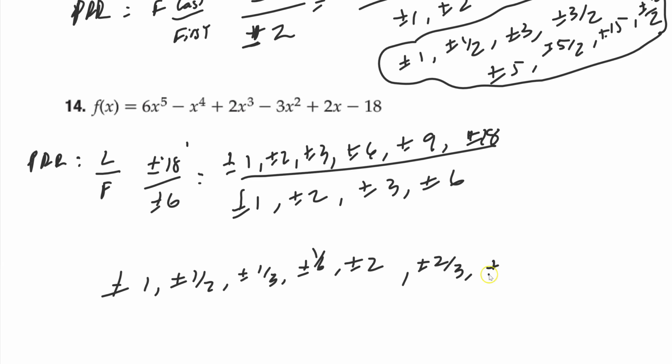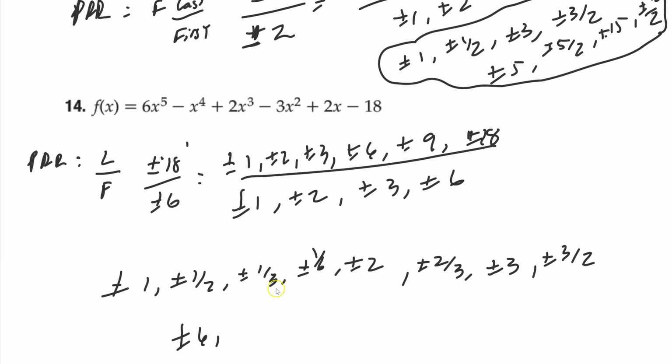3 over 1 is 3. 3 over 2 I don't have. 3 over 3 is 1, I have that already. 3 over 6 is 1/2, I already have that. So then you go plus or minus 6. 6 over 2 is 3, I have that already. 6 over 3 is 2, I have that already. And 6 over 6 is 1, I have that already.